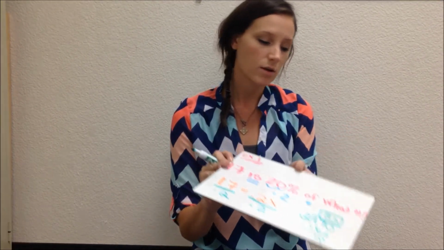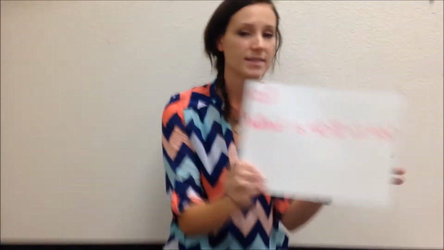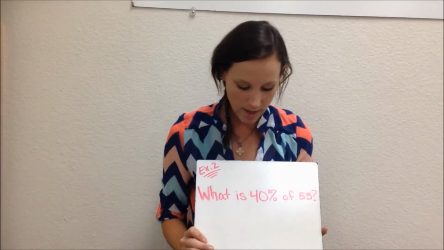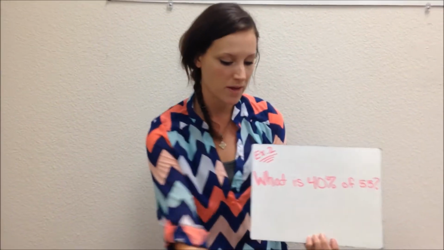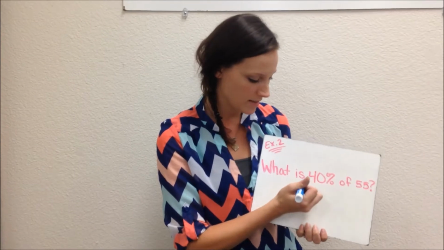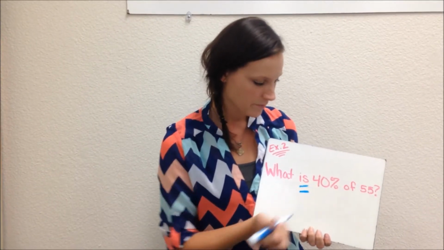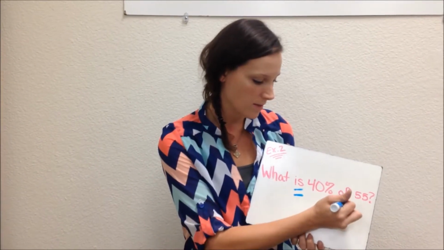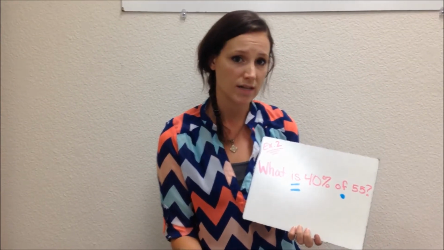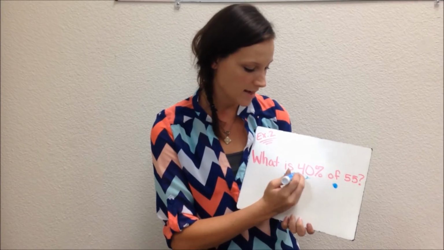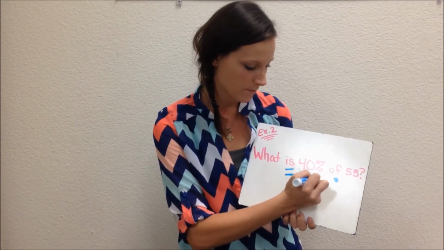Okay, let's go ahead and look at the second problem. My second problem says, what is 40% of 55? I'm going to go ahead and look for my keywords. The word is means equals. The word of means to multiply. And then my rule is that my percent has to be changed to a decimal. So 40% as a decimal is 0.4.